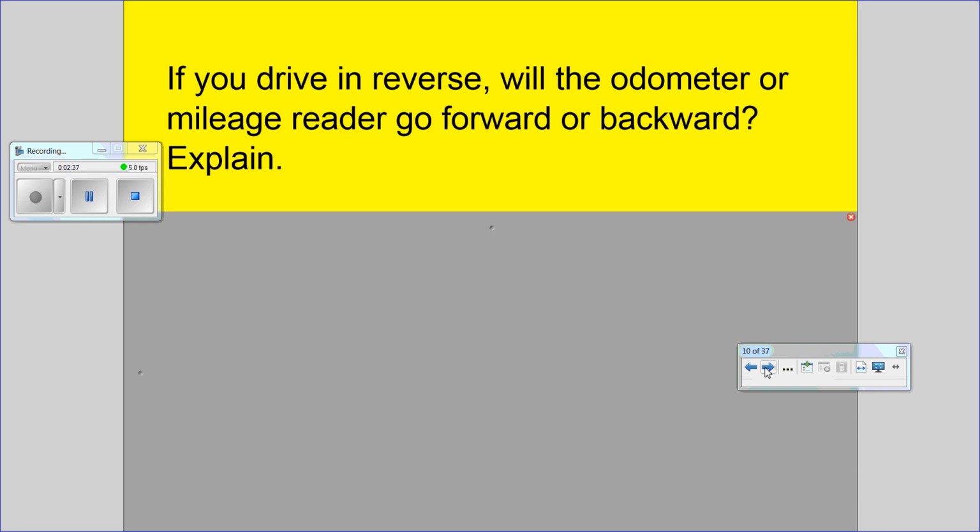So the question: he was driving a car and the odometer, the mileage reader, was going up. In the backstory, they stole the car, joyriding, from Cameron's father, and they didn't think the odometer would go up. However, to solve it, if you drive in reverse, if you send the car backward, will the odometer or mileage reader go forward or backward? What do you think? If I drive in reverse, will the miles go down?